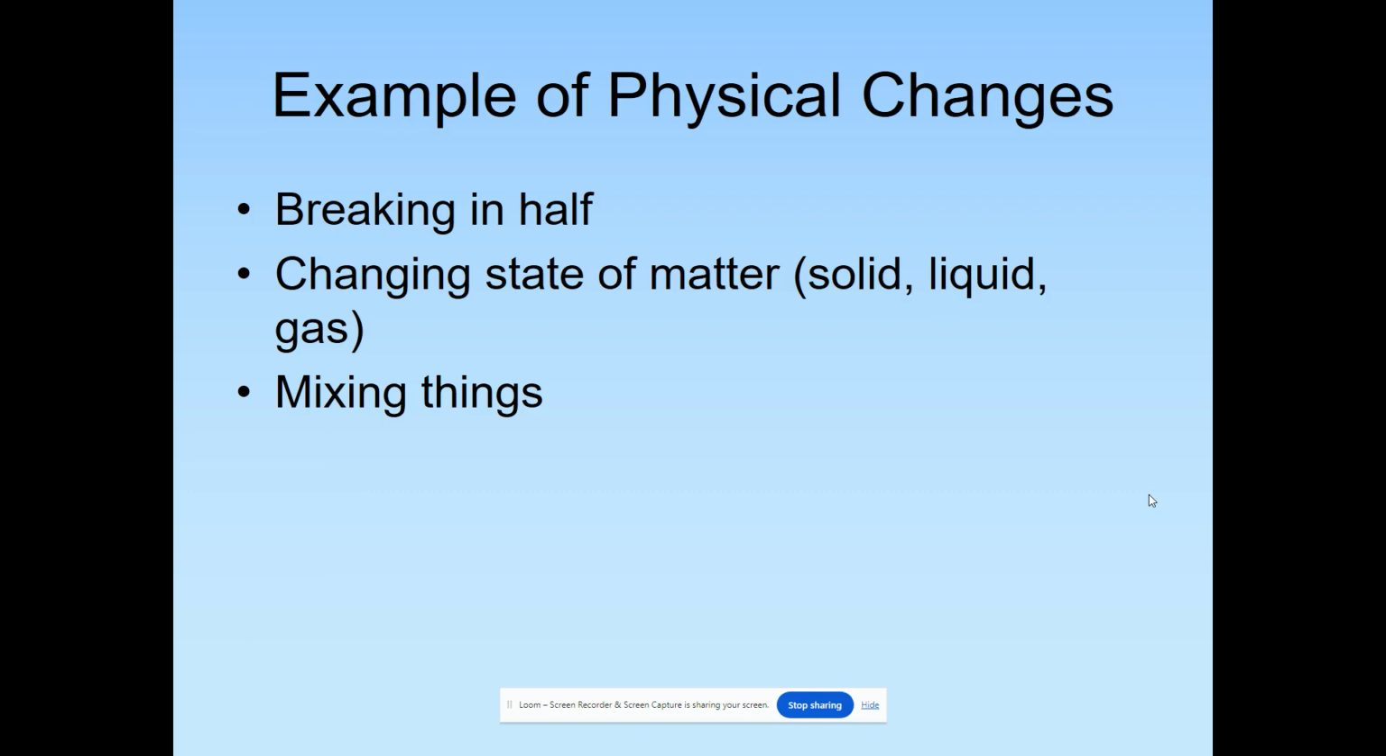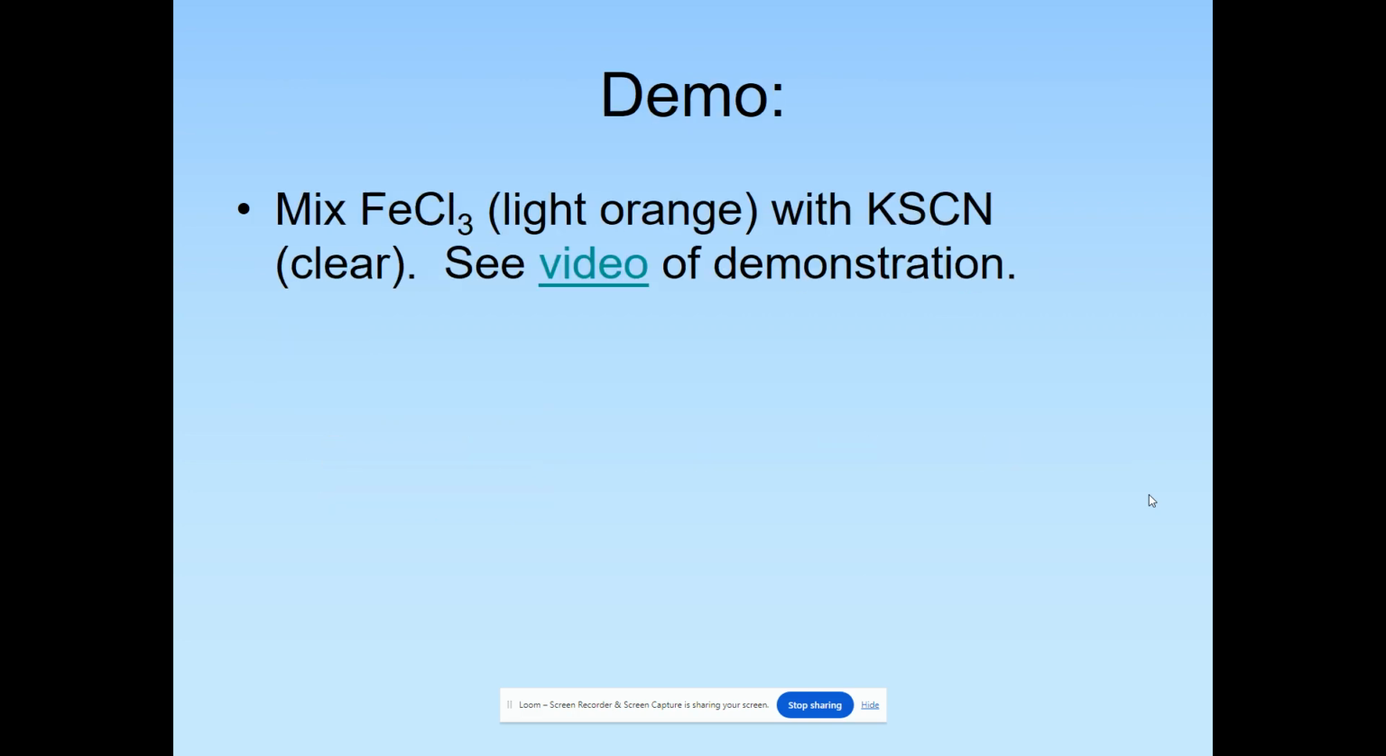Let's compare that with some chemical changes. So in this video, which you can watch on your own, I show a chemical change where when I mix those two solutions, it changes color. It forms a new substance that is dark red. So that is a chemical change because that dark red stuff was not present before the chemical change.